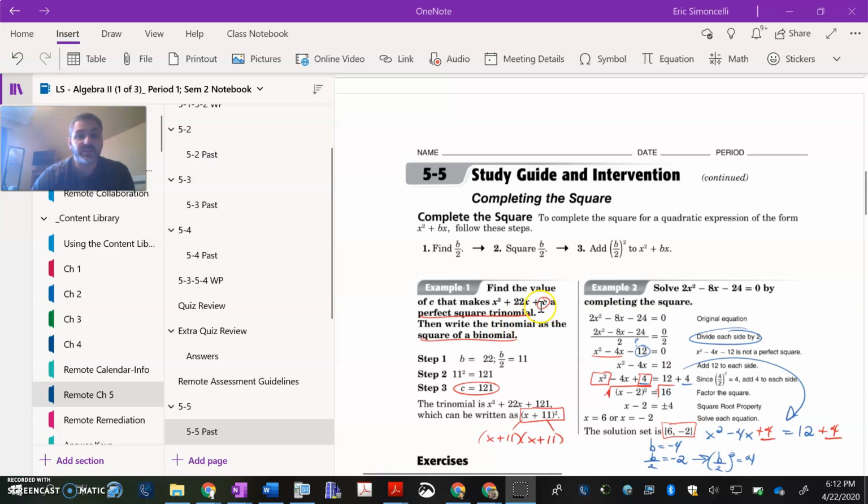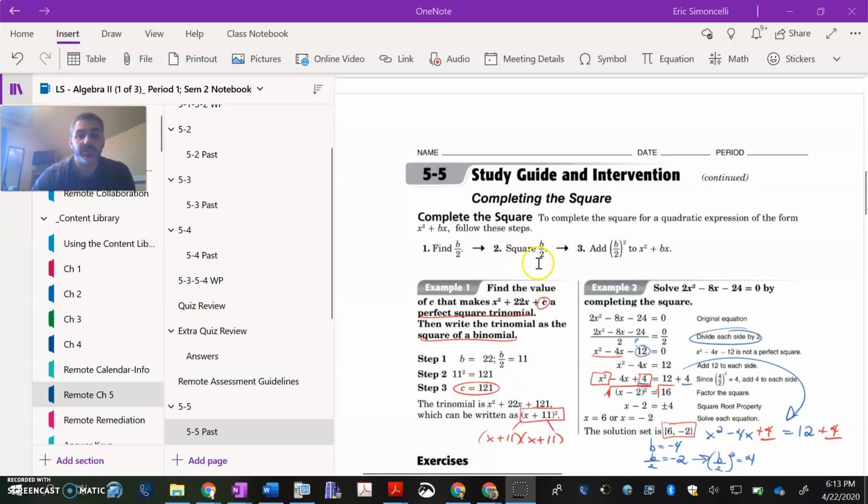So we don't know what c is, but if we follow these 3 steps up above, quite literally completing the square, it's called completing the square because we're literally completing it as a perfect square trinomial. Then write the trinomial as the square of a binomial. So step 1, identify b. If you look at ax squared plus bx plus c, b is just 22 from what they gave you. B over 2, that's easy enough as well. Divide 22 by 2 and you get 11. So step 1, there you go, 11.